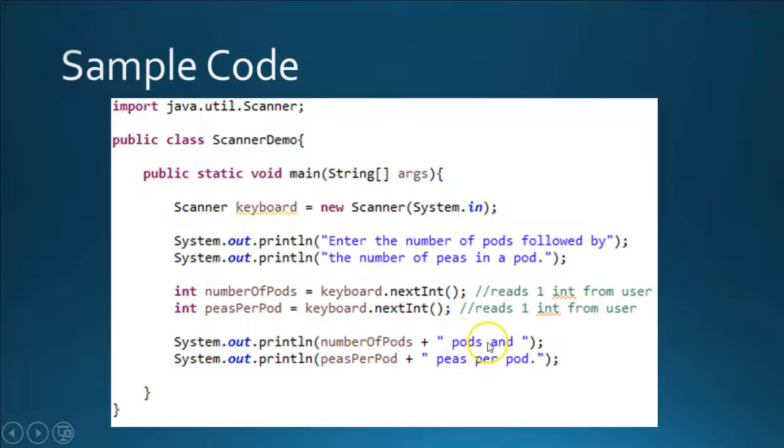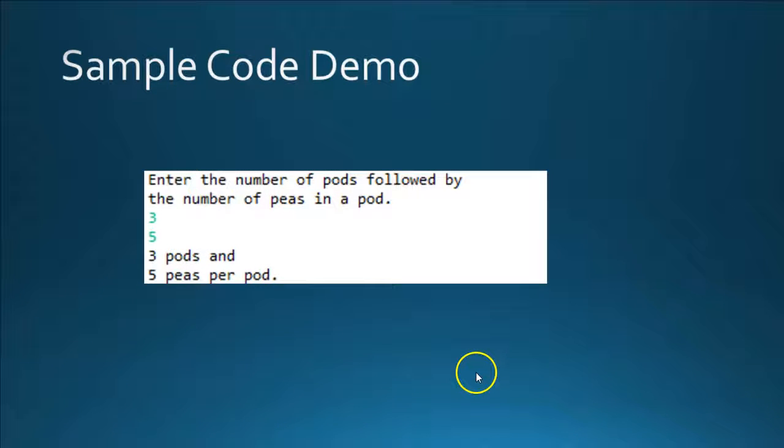System.out.println numberOfPods plus pods and System.out.println peasPerPod plus peasPerPod. So when you run that code, it's going to say enter the number of peas followed by the number of pods. So in this example, the user typed 3 and then they typed 5. So the program said there are 3 pods and 5 peas per pod.